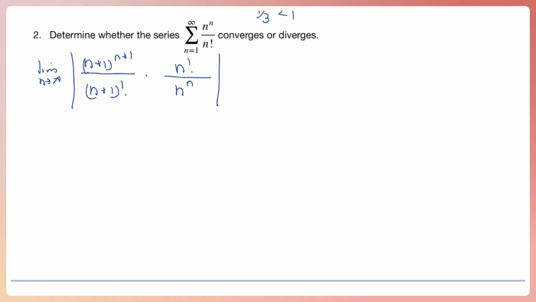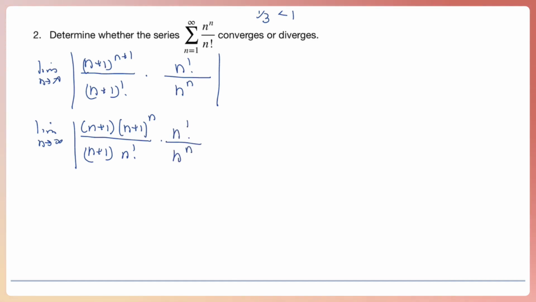I know that n plus 1 to the n plus 1 power is the same as n plus 1 times n plus 1 to the n power. And I know n plus 1 factorial is the same as n plus 1 times n factorial. And so the n plus 1 on the numerator and denominator cancel out. Our n factorials cancel out. And we're left with the limit as n goes to infinity of the absolute value of n plus 1 over n, quantity to the nth power.